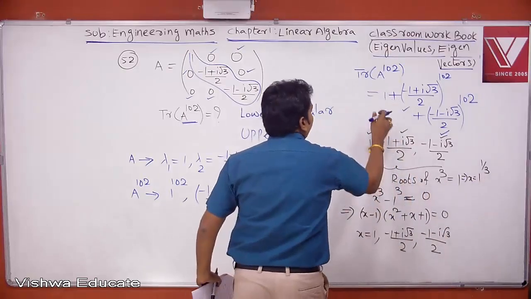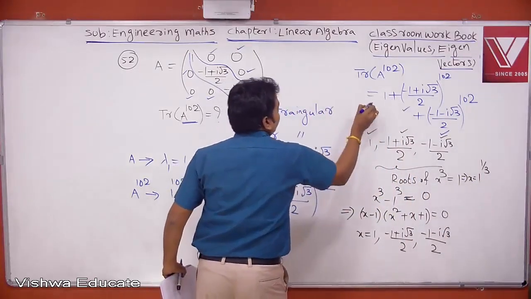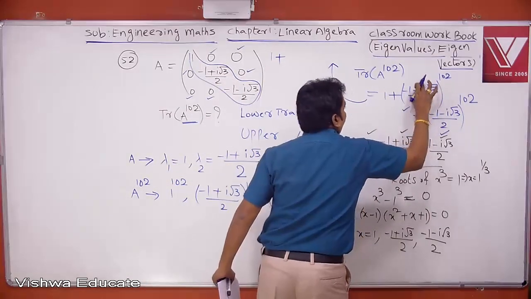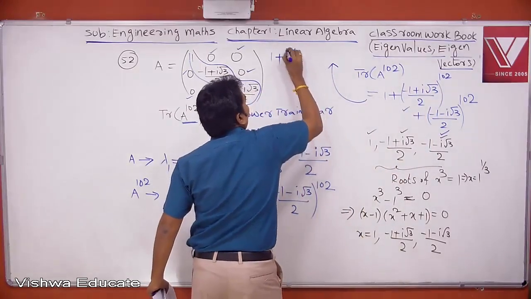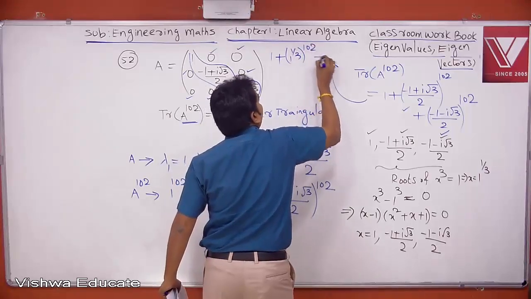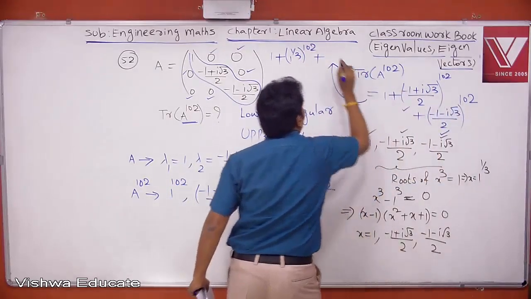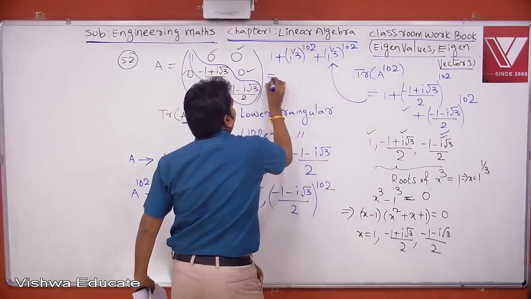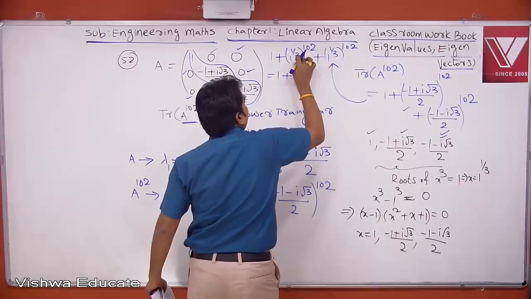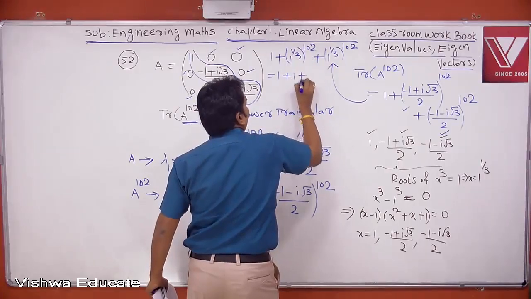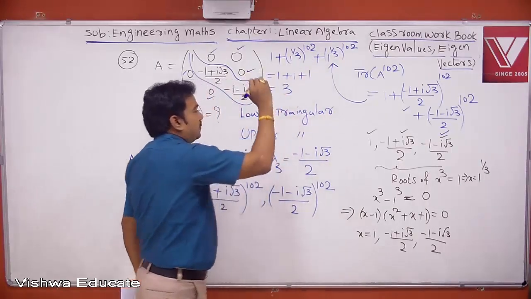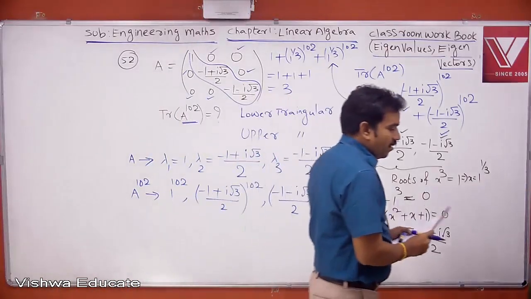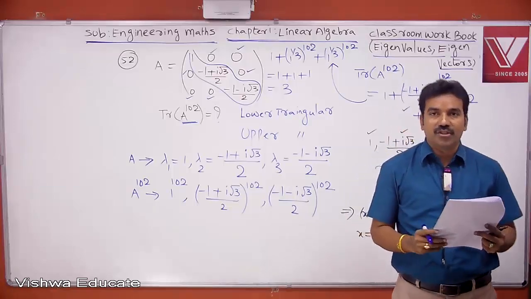Therefore, I can write this expression as 1 plus cube root of 1, that is 1 power 1 by 3 whole power 102, plus the other cube root of 1, that is 1 power 1 by 3 whole power 102. So this is 1 power 102 by 3, which is 34, and 1 power 34 is 1. Therefore, the trace is 3. Note this point. This is one of the extraordinary GATE questions.